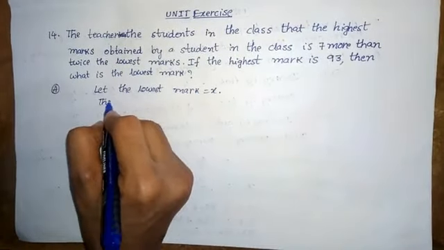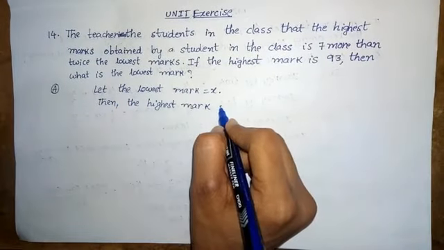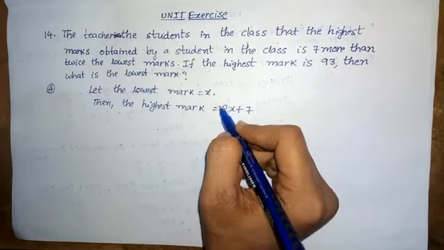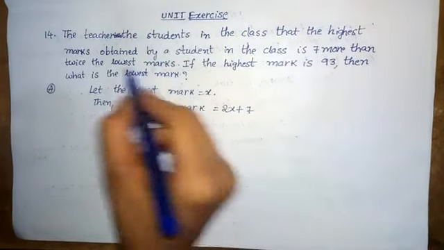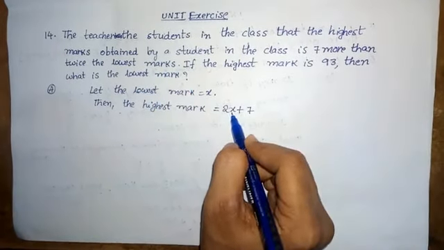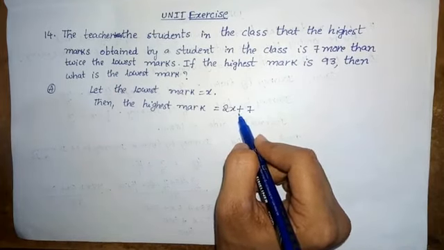Then the highest mark is equal to, so in the problem they are given the highest marks are 7 more than twice the lowest marks. So twice means 2x, 7 marks more is plus 7. So the highest mark is equal to 2x plus 7.